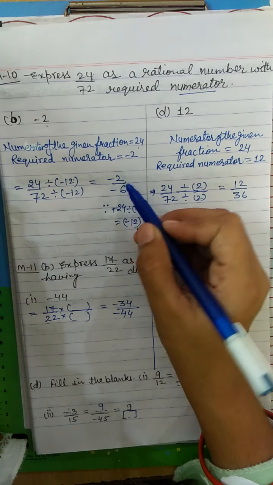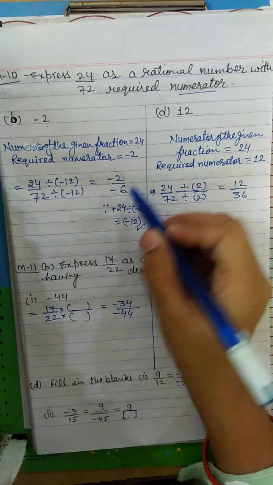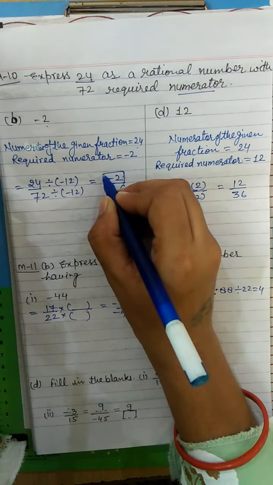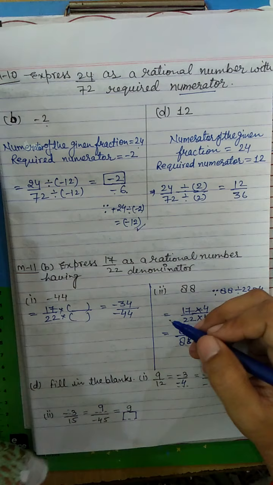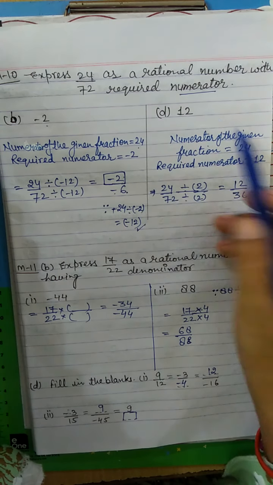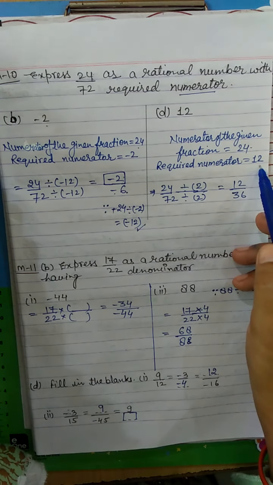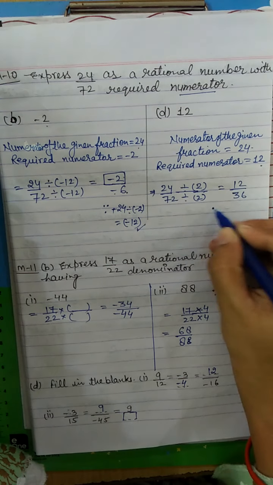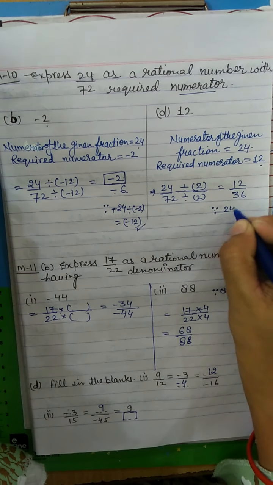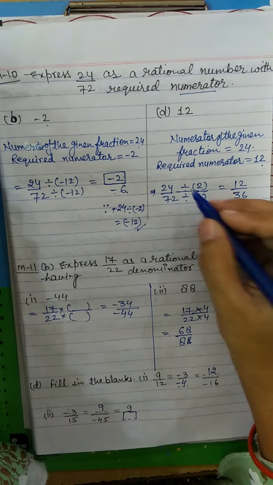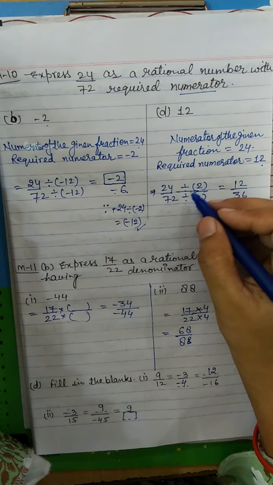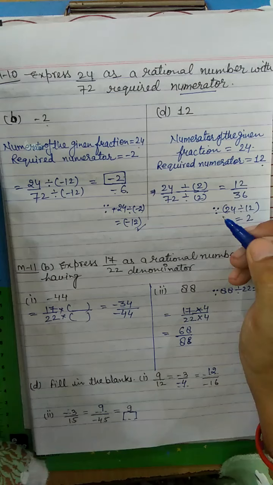Now the answer is minus 2 by minus 6. So it's changed as required, numerator minus 2. Next one, D. Numerator given 24, required 12. What is to be divided? 24 divided by 12 gives 2. So 2 is to be divided on numerator and denominator both.